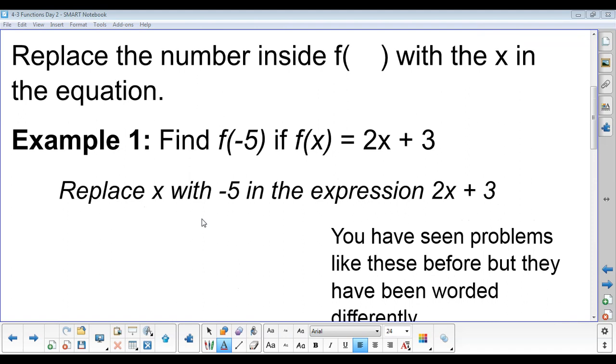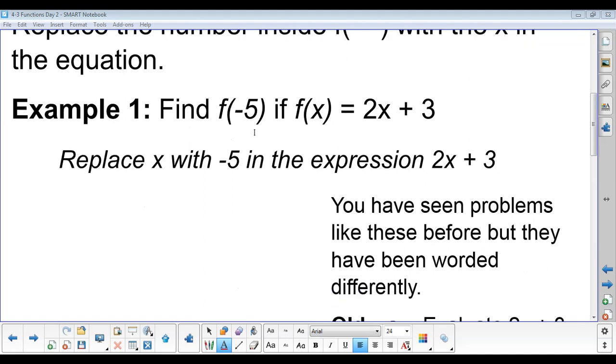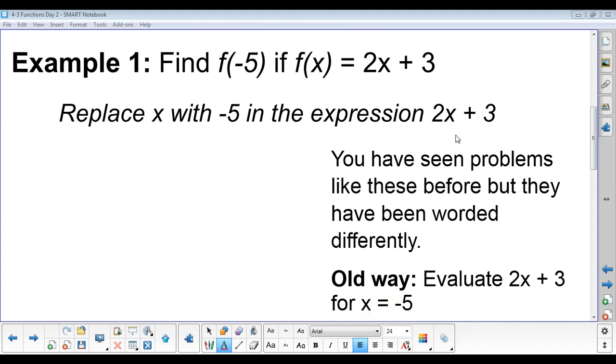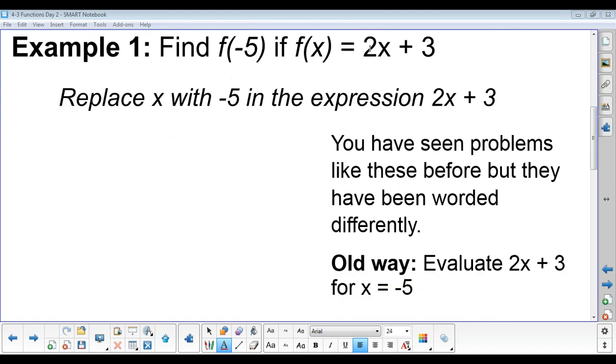So for example, find f of negative 5 if f of x is equal to 2x plus 3. Well, what they're asking us to do is to replace x with the number negative 5 in that expression. We've actually done problems like this before, but before they would have asked us to do it by saying evaluate 2x plus 3 for x equals negative 5. Works the same kind of way.